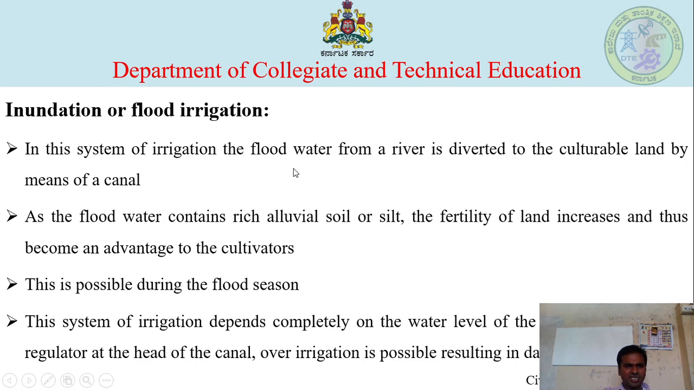Next one is inundation or flood irrigation. In this system of irrigation, the flood water from a river is diverted to the cultivable land by means of canals. As the flood water contains rich alluvial soil or silt, the fertility of land increases due to this alluvial or silt soil. This becomes advantageous for cultivators. This is possible only during flood season.